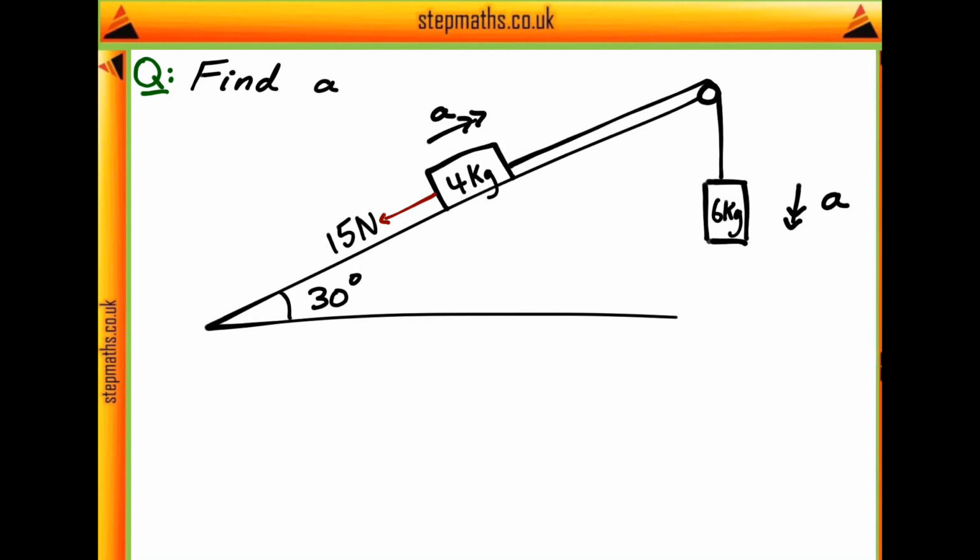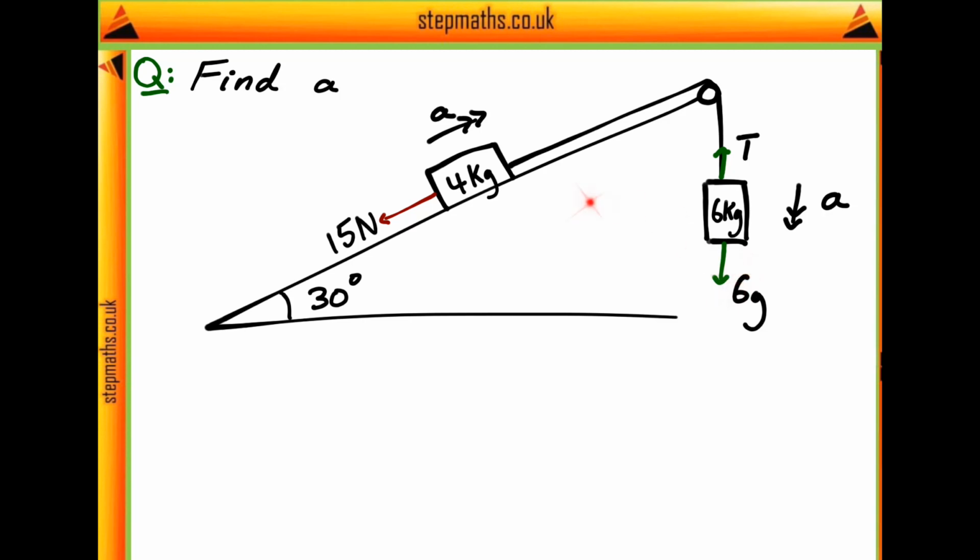Since we're looking for the acceleration of our masses, we're probably going to have to deal with forces, especially since we've already got a force on here. So the best thing to do is try and label our diagram with all the different forces experienced by our blocks. Let's start with our 6 kilogram block. There are just two forces acting on this. We have a tension acting in the upwards direction, and a weight acting in the downwards direction, which is 6g, 6 multiplied by the gravitational field strength.